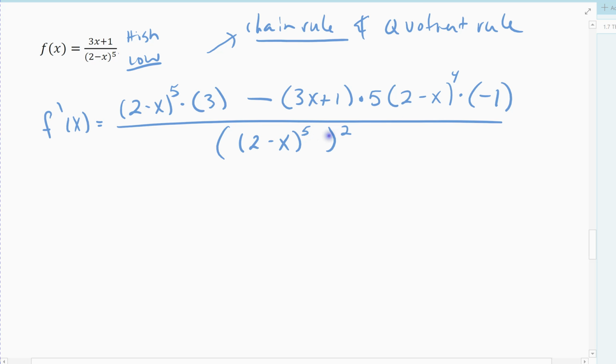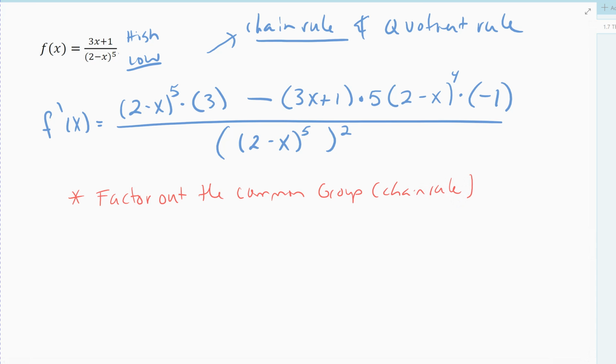All right, so I'm going to simplify that, and to simplify, we're going to factor out the common group. Again, it's the one I took the chain rule on. That's always going to happen. The common group. I've got two terms there. I've got this first term, 2 minus x to the 5th times 3, and I've got the more complicated second term. But in that second term, I've got the 2 minus x to the 4th. And so I can factor out the group 2 minus x, and I can factor out 4 of them from my numerator.